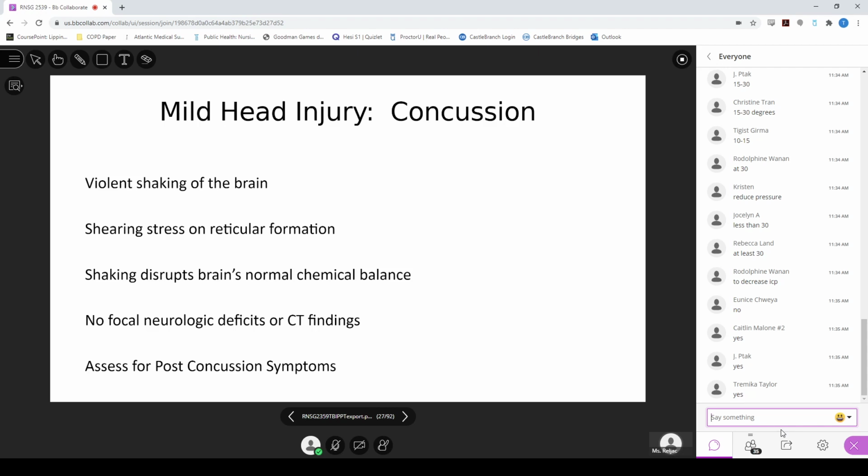And then when you assess for post-concussion symptoms, what are those symptoms? What's someone who's had a concussion, how are they presenting? Yes, they'll have headache, memory loss, confusion, they forget things. Their personality and temperament will change. They can lose their temper easily, become impulsive. They have difficulty with new learning. Okay, personality changes. Good.